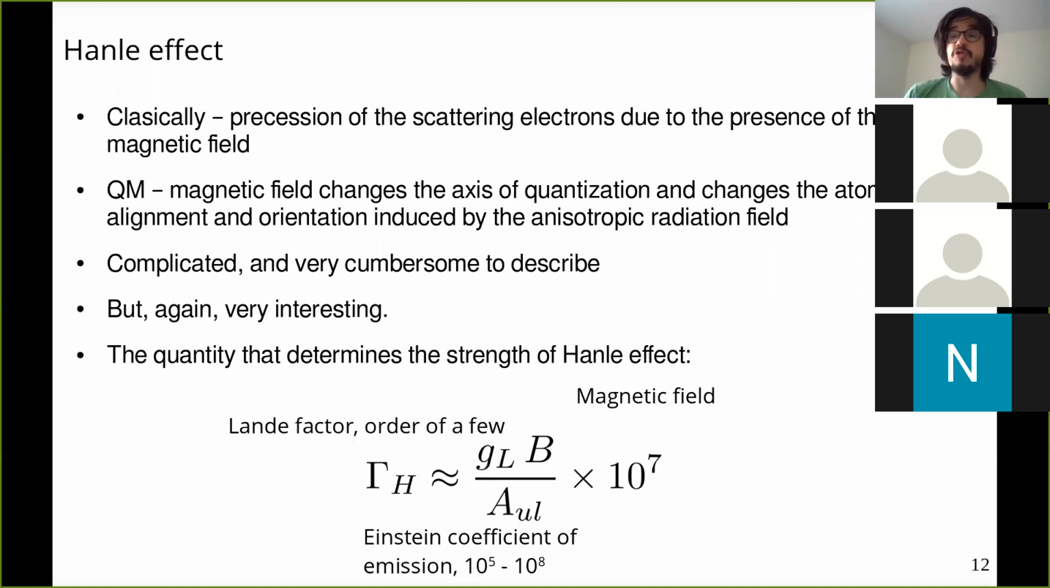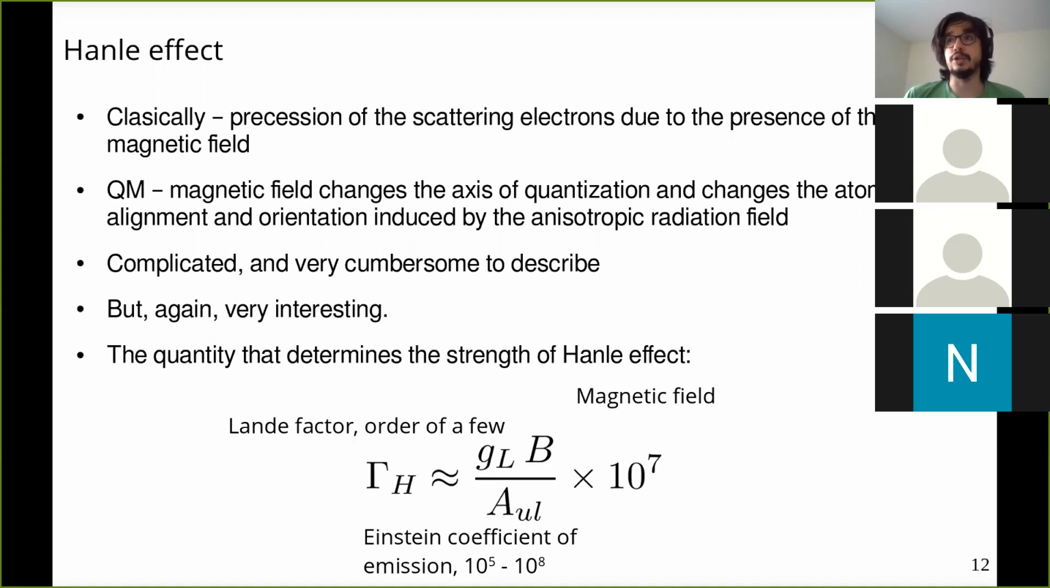Fantastic. Really, really cool. Because remember that when we talked about this previously, we had situations where a few hundred Gauss magnetic field would create 1% or something like that polarization. So this is obviously an advantage of the Hanle effect.